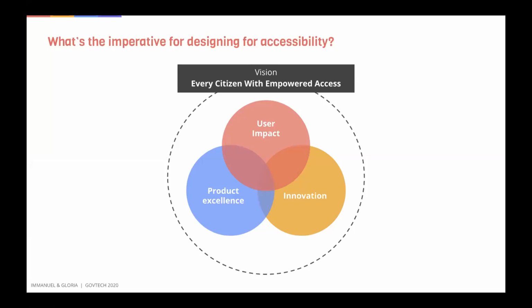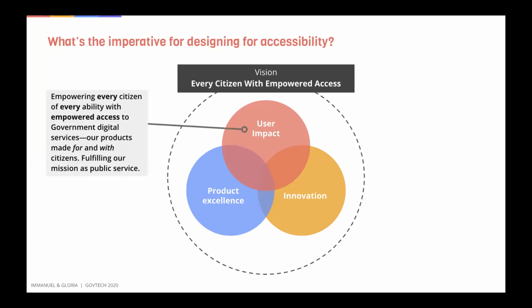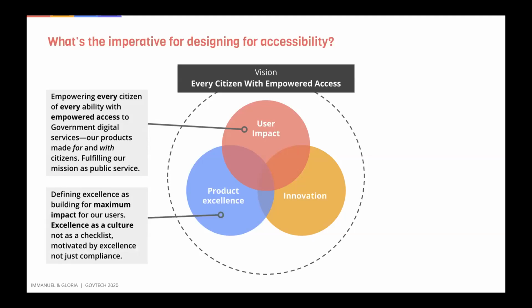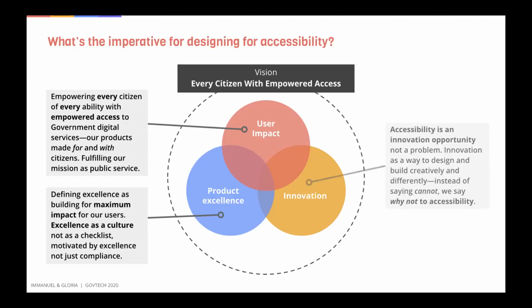First, which is user impact. And really it's about empowering every citizen of every ability with access to digital services, really fulfilling our mission as public servants. And we also see accessibility as really part of product excellence, really defining excellence as building for maximum impact for our users. That excellence is a culture, not a checklist, not so much motivated by compliance, but motivated by excellence. And lastly, that accessibility is an innovation opportunity, not a problem.